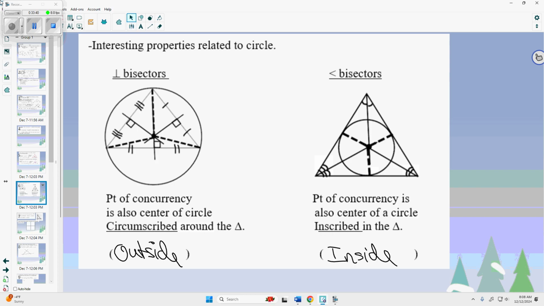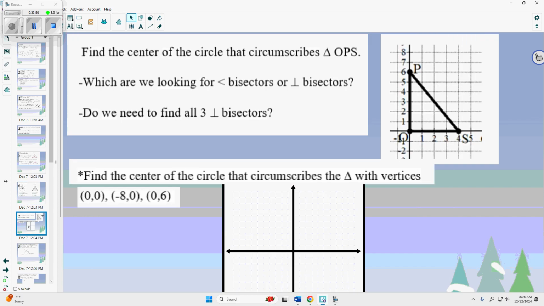So it's just where can I put that circle? And we're going to work with being able to actually find those points on a triangle. So the first thing you have to decide is, if I want to look for the center of a circle that circumscribes triangle OPS, do I want to look for angle bisectors or perpendicular bisectors if I want to circumscribe the triangle? So where do I want the circle if the triangle is being circumscribed?